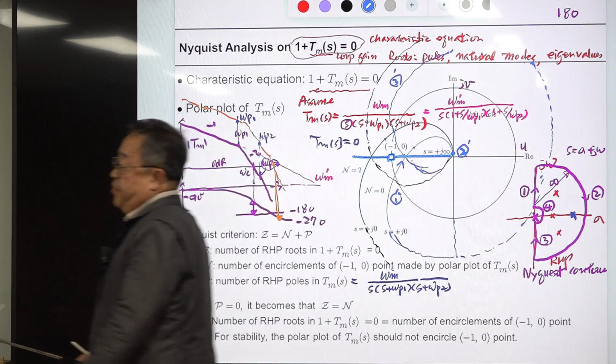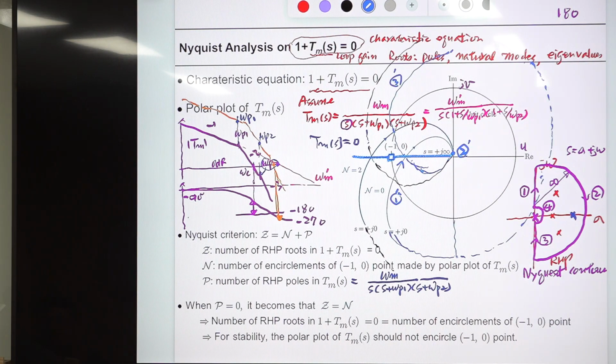Right? Let me explain the conditionally stable case. The conditionally stable case is this one. Assume this is a conditionally stable system. Then this is a critical point. This is a unit circle and critical point. One example is this one. It goes like this. It crosses this and crosses here and goes back like this.